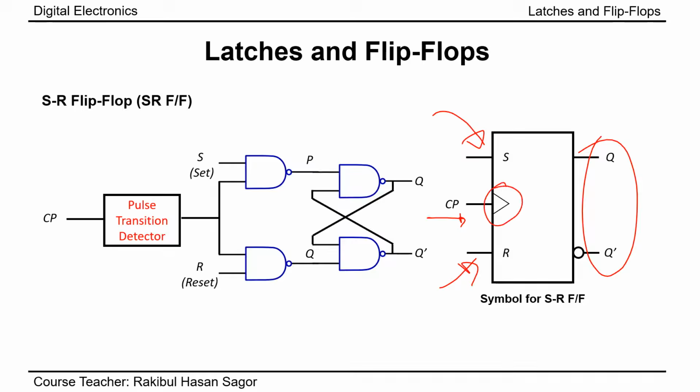This triangular shaped notch represents that the SR flip-flop presented here is an edge-triggered flip-flop. If the flip-flop is level triggered, then we do not need to give this triangular shape. Moreover, this represents a positive edge-triggered flip-flop. If you want a symbol that represents a negative edge-triggered flip-flop, just place a bubble at the clock pulse input.